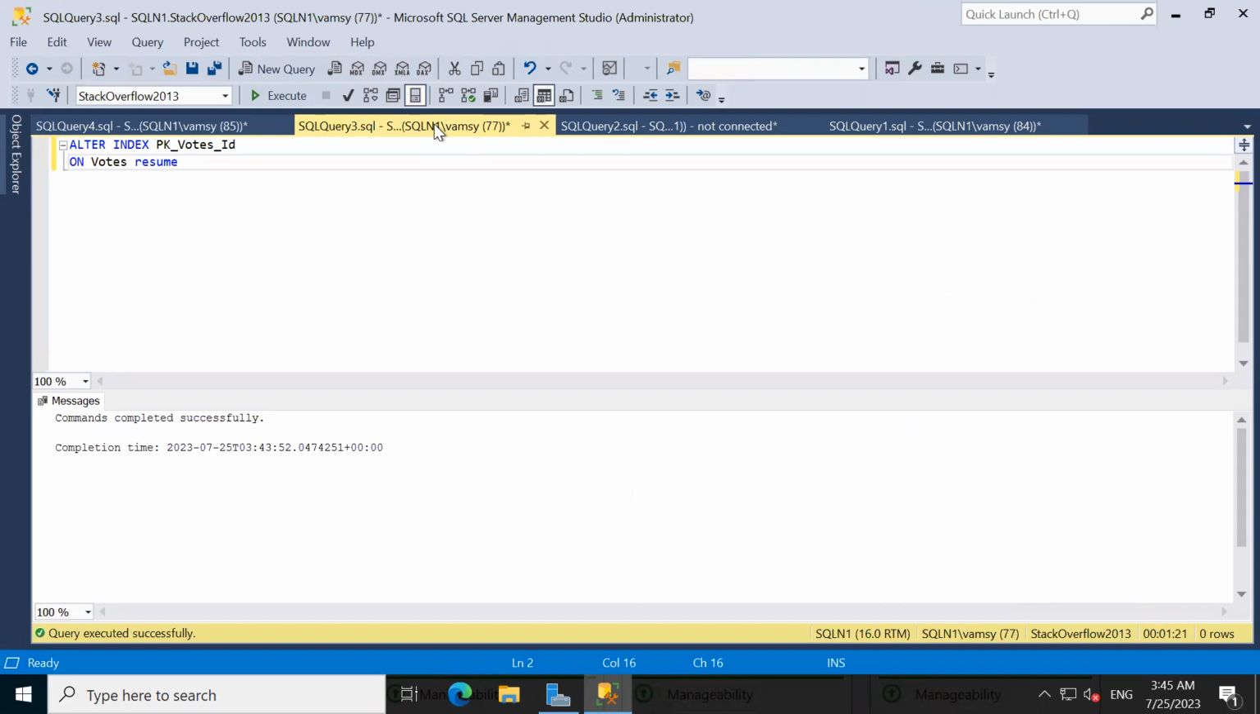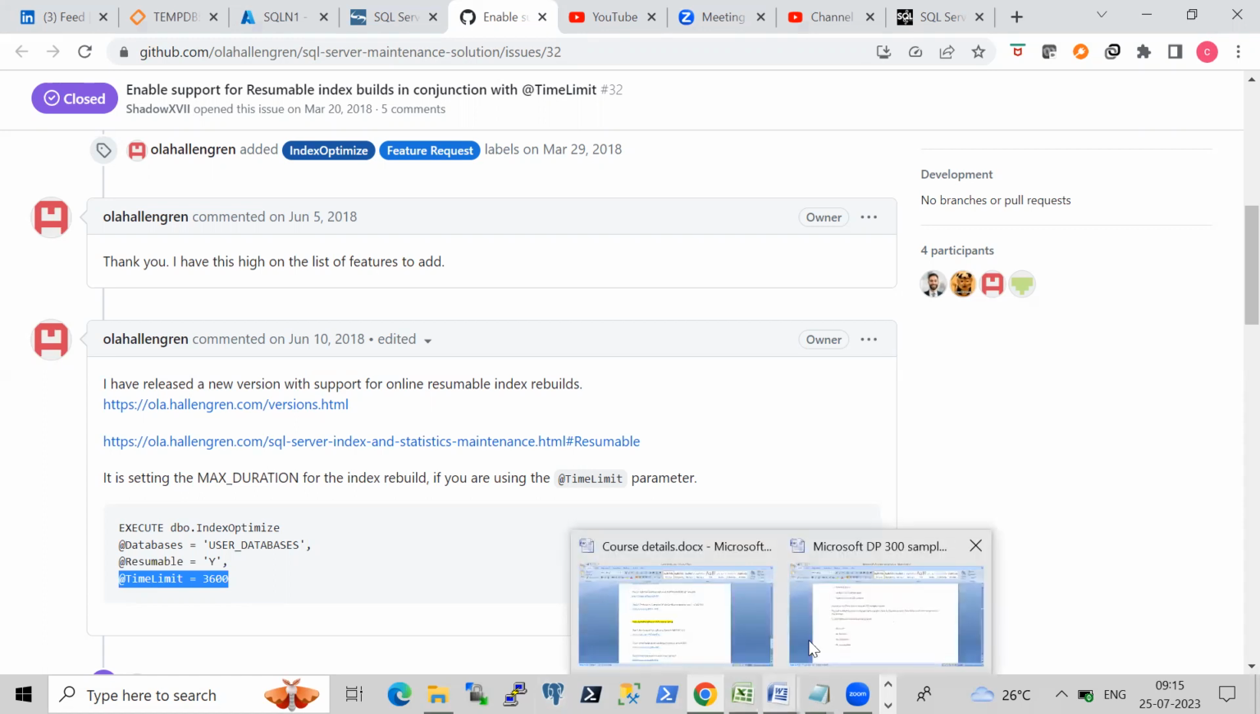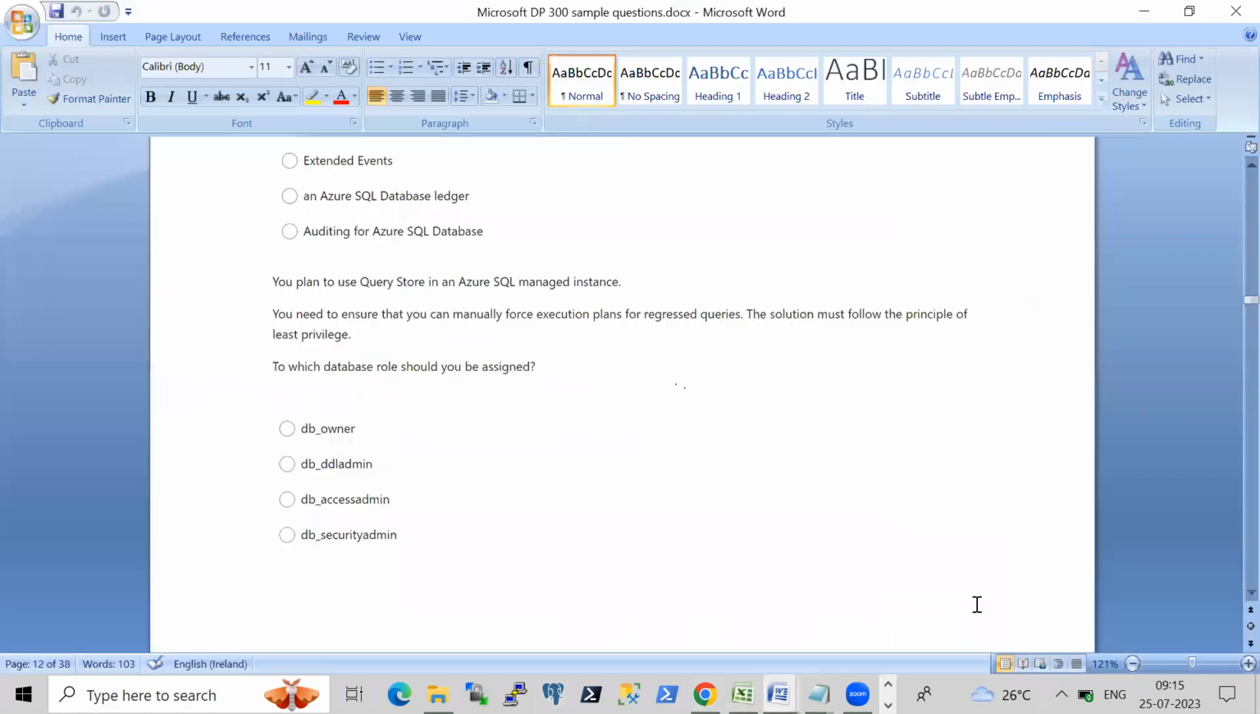I just started giving you the introduction of online index rebuild. So if you wanted to make use of it in your systems in real time, modify your Ola Hallengren scripts to make use of the resumable equal to Y clause. So this is also important. Time limit, we'll talk about that later. I'm done. So we'll continue with our next set of questions, maybe tomorrow or day after tomorrow.